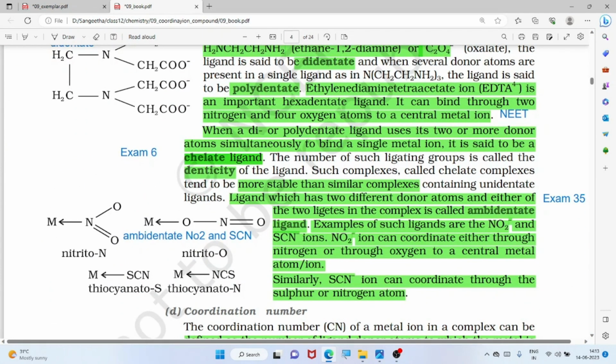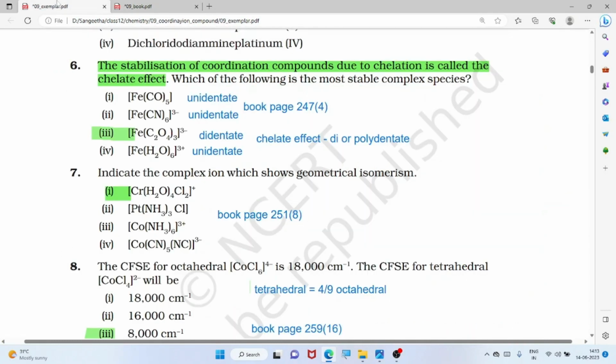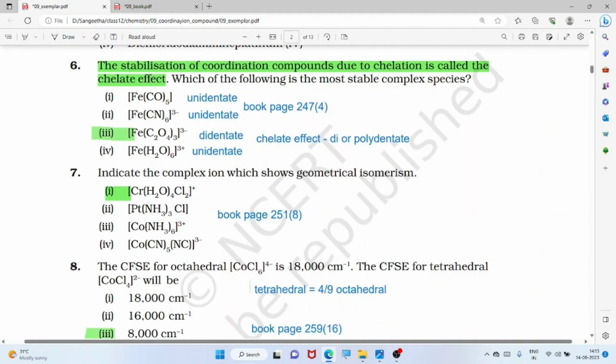Okay, so we have this ligand again, when it is di or polydentate, only this ligand will do this chelating. So a unidentate will not do this chelating effect. So this is the oxalate ion and this is a didentate. So this one is stable due to the chelating effect. Which of the following is most stable? So this is the one.